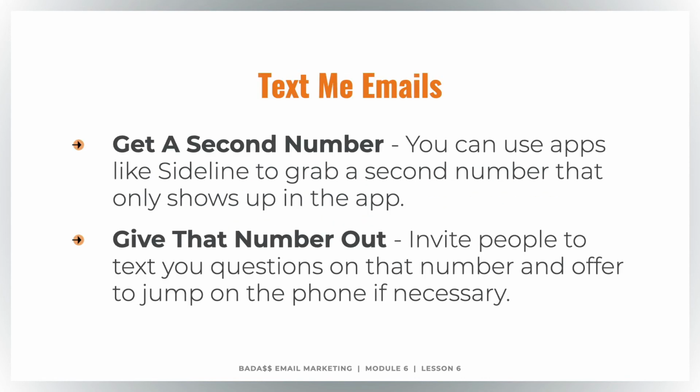You get a second number. You can use an app. I use Sideline on my iPhone, and it gives you a second number that basically, when someone texts that number or calls that number, it shows up in that app, not anywhere else. So I know it's for that. So you do that. You give that number out and invite people to text you questions on that number and offer to jump on the phone if necessary.